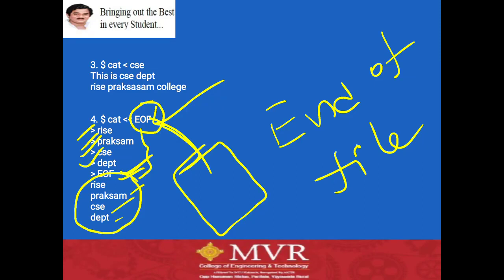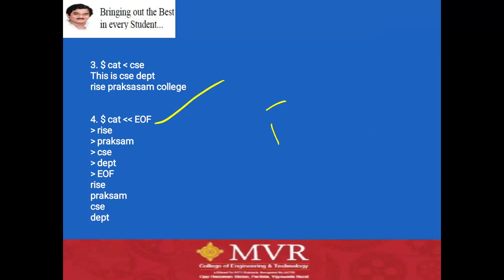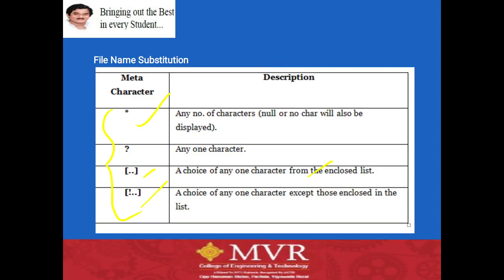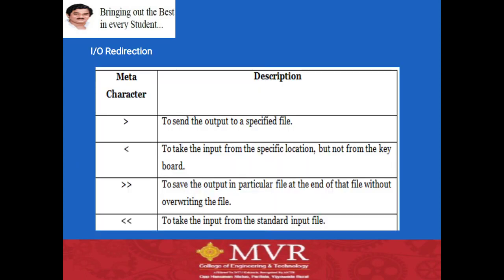So these are the first two categories we have discussed till now. Each category has 4 meta characters. The first one is file substitution, where we discussed 4 things: star, question mark, range and not range. Then in the IO direction we discussed greater than, less than, double greater than and double less than. These are the 8 meta characters we have discussed till now. In the next class we are going to discuss the other 3 categories and the meta characters they have, with examples.